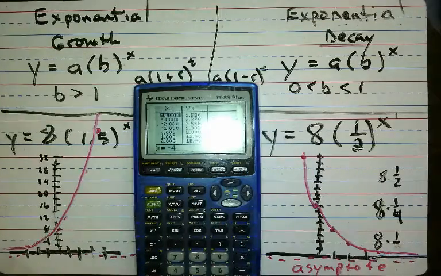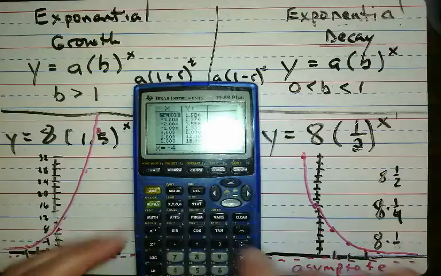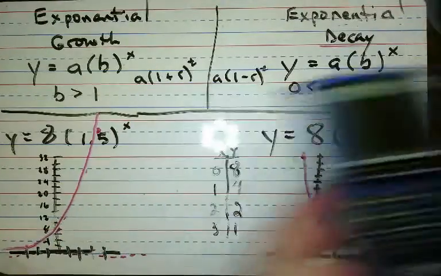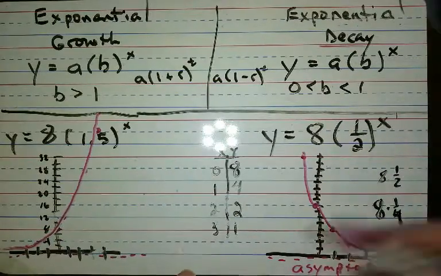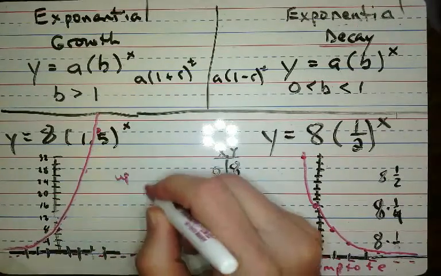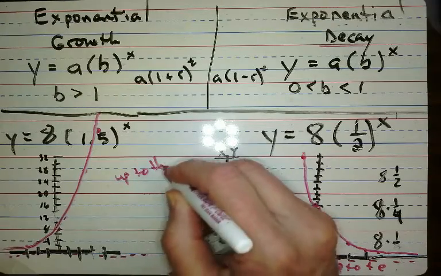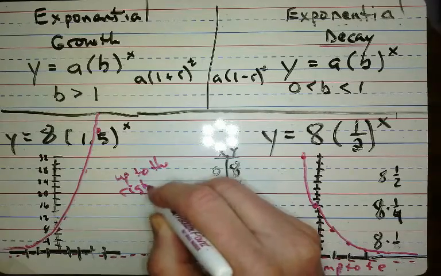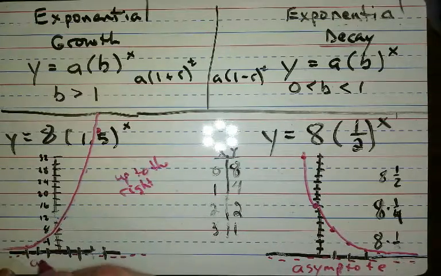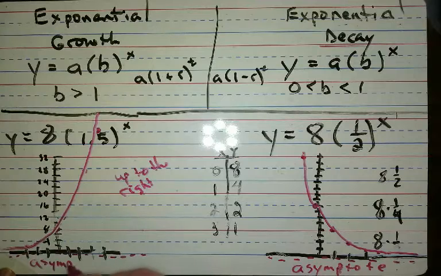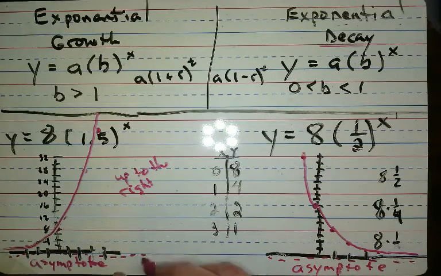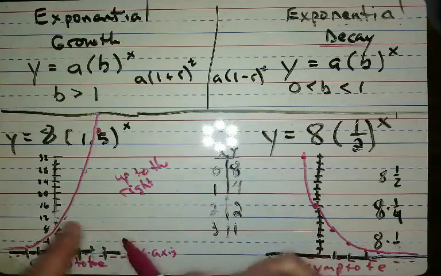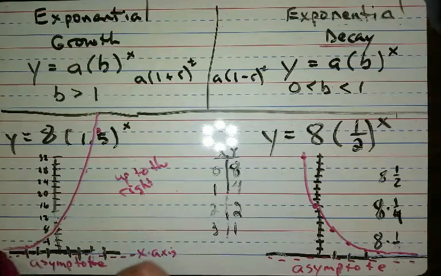Growth goes up to the right, and decay goes down to the right. So this is up to the right. It has an asymptote right at the x-axis. Right, the x-axis is the asymptote. So this gets closer and closer to the x-axis, but it never ever equals 0.